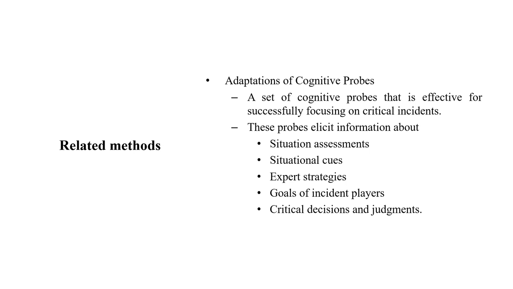Adaptation of cognitive probes. What does it do? A set of cognitive probes that is effective for successfully focusing on the critical incident, and these probes elicit information about situation assessment, situational cues, and expert strategies. Here it is very important when you are talking about expert strategy. When we are actually doing it, you inquire with novice people who are not really experienced in that field, and then you get ideas from the expert people. Now you really understand what the basic differences are, and whether your design or your intervention can make up these differences. So it's very important. And then goals of incident players and the critical decisions and judgments, that we do in the cognitive probes.